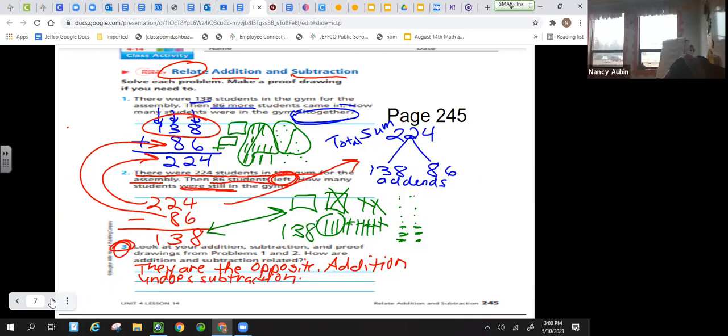So notice, even with our group joins, we're taking away, we're grouping, we're ungrouping. We're making trades. I'm taking a 10, giving you 10 ones. I'm taking 10 ones, making a 10. I'm taking 10 tens, making 100. I'm ungrouping 100 and giving you 10 tens. I will leave it up so you can finish your work. Hopefully you are seeing that relationship better between addition and subtraction.